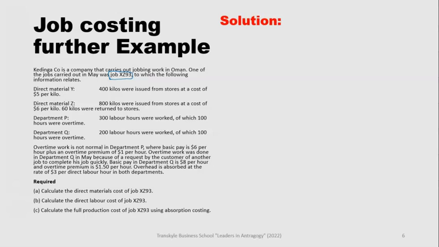So this particular job for Kadinga Co has been numbered XZ93. Do not ask the examiner why he is putting that number, that it's so awkward. No, that's not what you have to do. What you have to do is mind your own business, do the computation and follow the instructions given so that you earn your marks and go home.